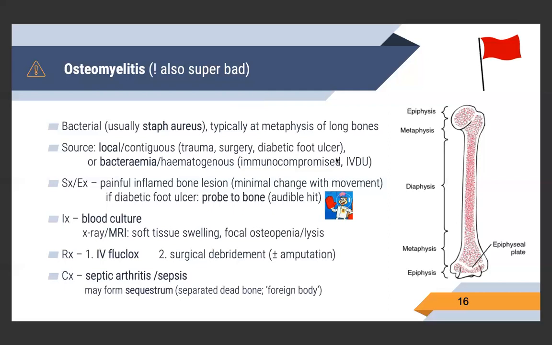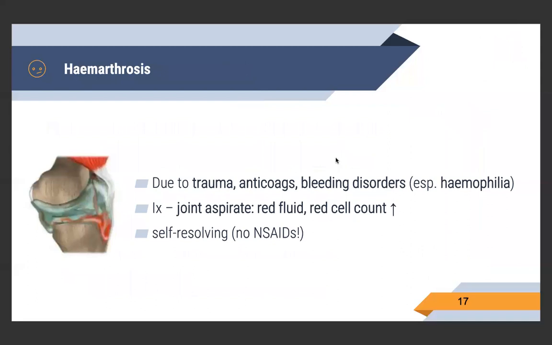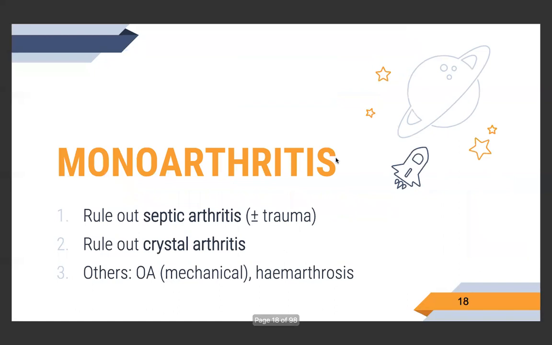Finally, in monoarthritis, you can also get a haemarthrosis. Usually if you read this in an MCQ, they're going to have a lot of risk factors for this. They've had some sort of trauma, they're on blood thinners, they have hemophilia typically. And if you do a joint aspirate, obviously you see stacks of blood cells. You just do supportive management because your body absorbs all this stuff. Obviously you don't give NSAIDs because COX-1 inhibition is antiplatelet, so you don't want to make it worse. So you don't do that. All right, so putting all that together.